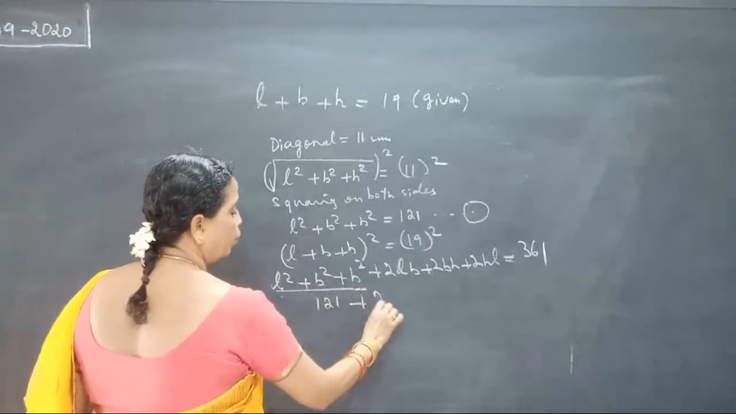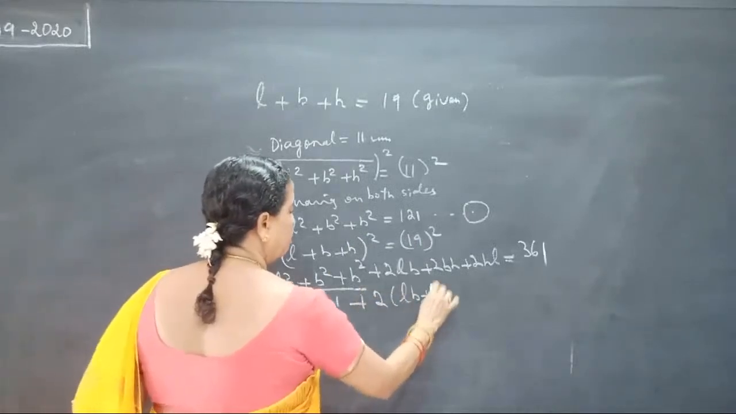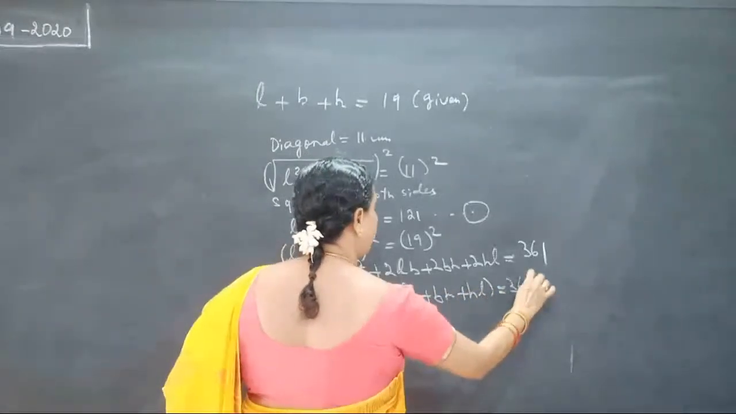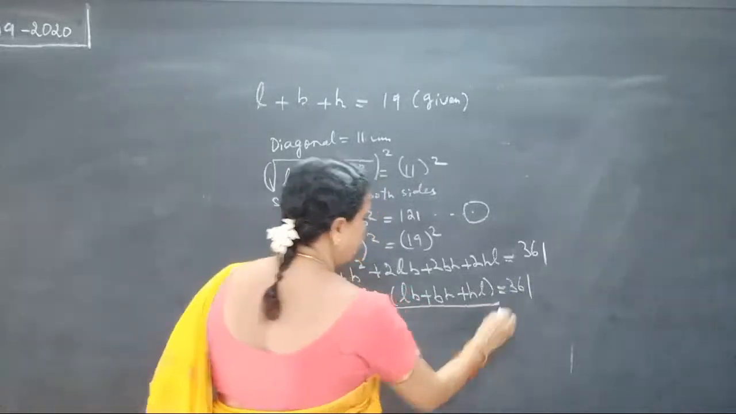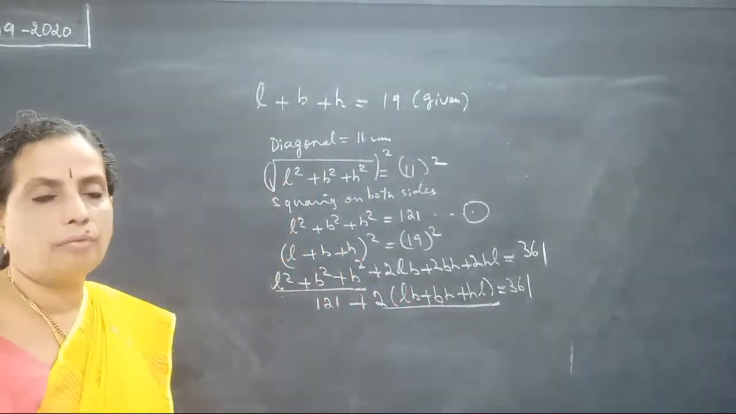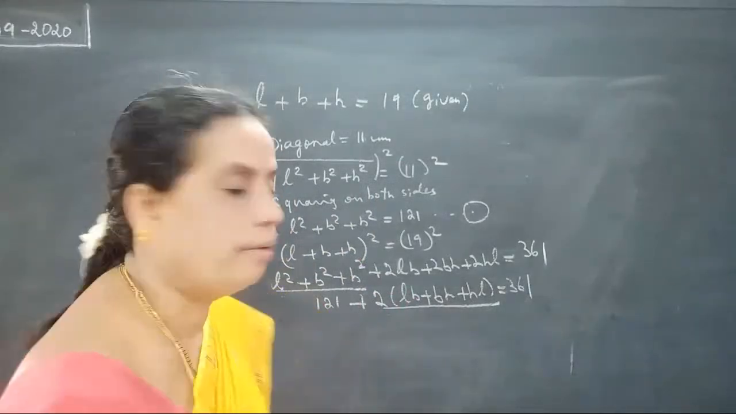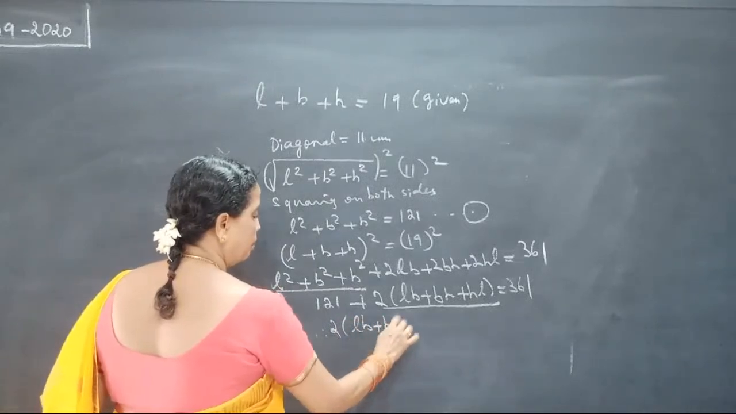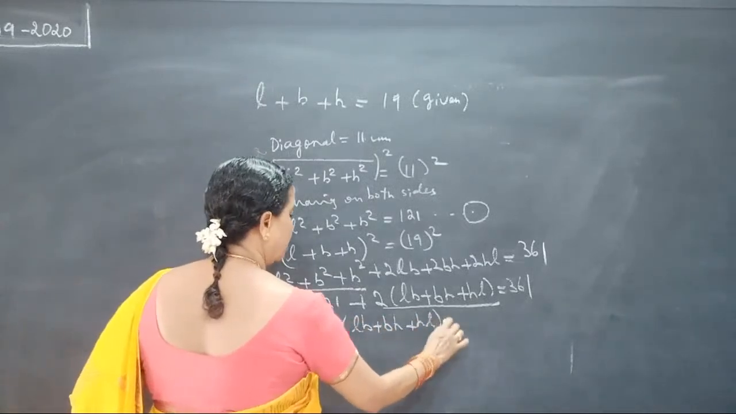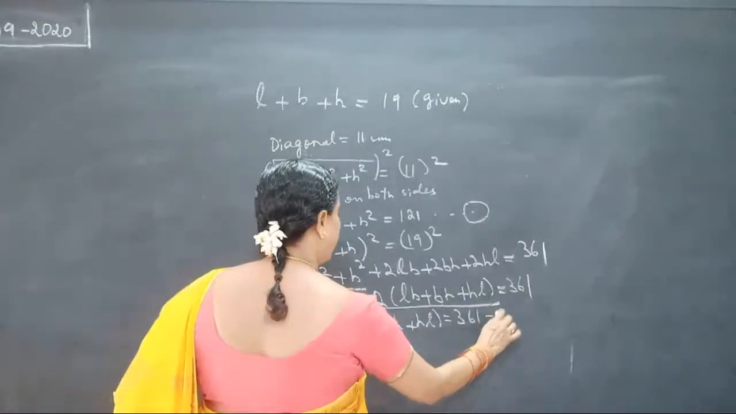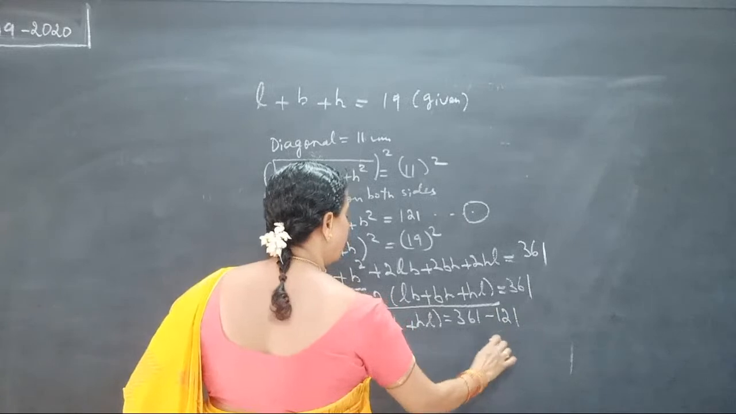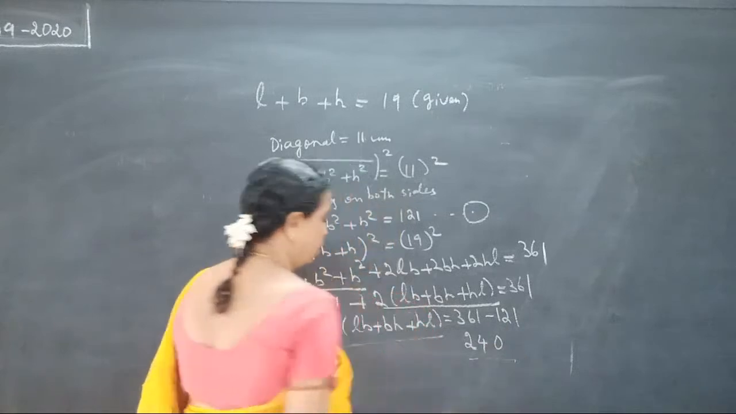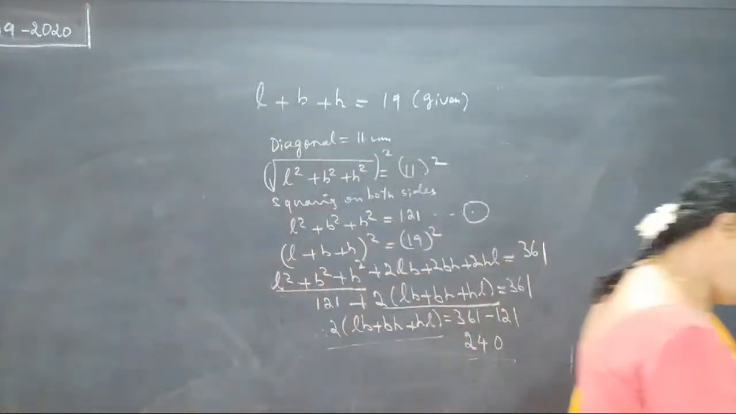121. Taking 2 common, you get LB plus BH plus HL equals 361. And this part gives the total surface area of the cuboid. So what will you get? Therefore, 2 into (LB plus BH plus HL) equals 361 minus 121, which is 240. So the answer is total surface area equals 240.